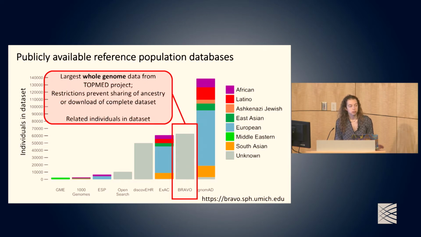Bravo is, currently today, the largest genome reference database. It's through the TOPMed project. There are some restrictions on data sharing, so they cannot share ancestry and you can't download the whole data set, but they have a website that looks very much like ExAC that you can look variants up in, and a lot of the data is in dbSNP that you can check out there also. One caveat is they most likely have related individuals in the data set, so you have to be a little bit careful when thinking about rare variants.